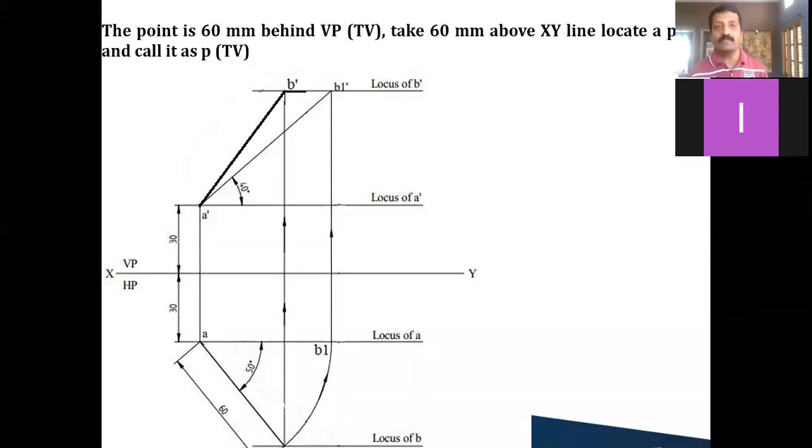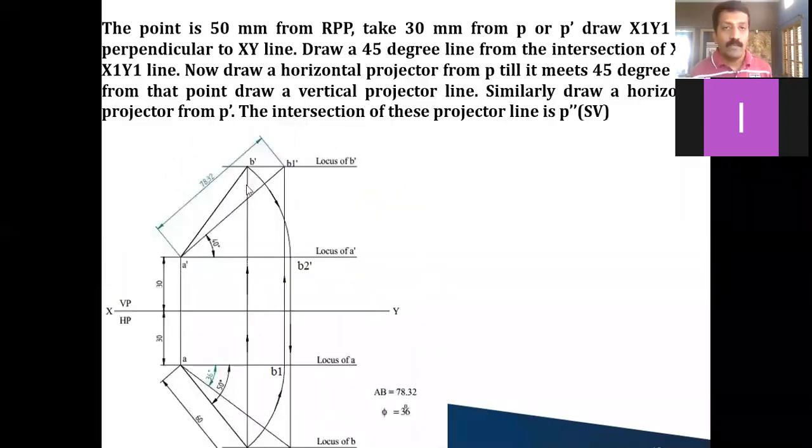So what is the actual method? To get the true length in the top view, apart from the apparent length I should start from the front view. How to draw it? From A dash as the center, A dash B dash as the radius, this is the apparent length, you draw an arc like this till it meets the locus of A dash. Then call this B dash. Now from this point you draw the vertical projector. Wherever this vertical projector meets the locus of B, call that B2 and join AB2. So this is your true line diagram in the top view.